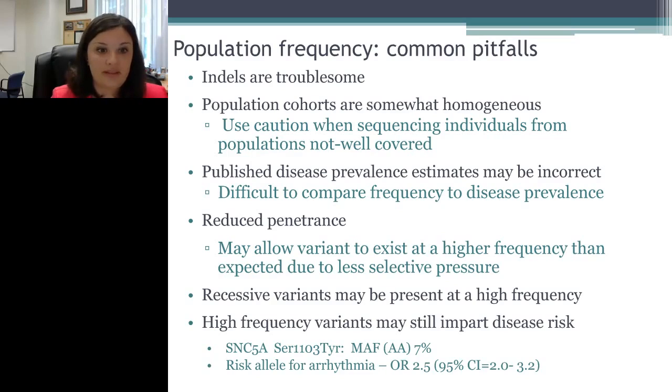Another issue to think about is reduced penetrance. So we deal with this a lot in our lab in terms of cardiomyopathy, because some individuals who have pathogenic variants do not display the disease, and in this case it may lead to the variant existing at a higher population frequency than might be expected due to less selective pressure. So that's something to always keep in consideration. And then of course, on the flip side, recessive variants may also be present at a high frequency. So some really common pathogenic variants, for example, Delta F508 in CFTR, is present at a little bit higher frequency than other pathogenic variants.